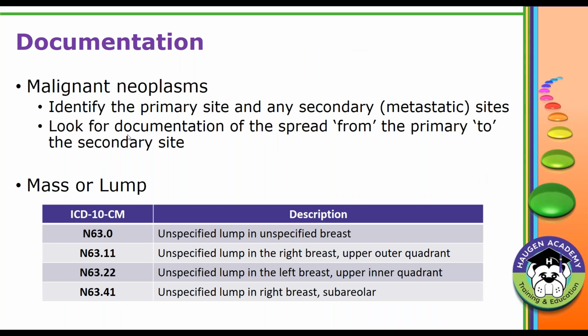And one last slide on ICD-10-CM. The mass or lump codes were new. These codes were new in 2018. So we see those in the same manner as we see the breast cancer designation codes in the same location. So you'll see on this slide just a few examples of the upper outer quadrant, upper inner quadrant, and that's for mass or lump. And this also includes the term nodule as well.